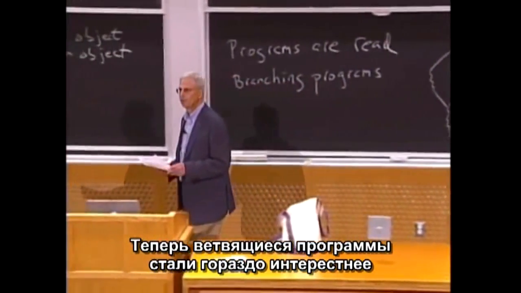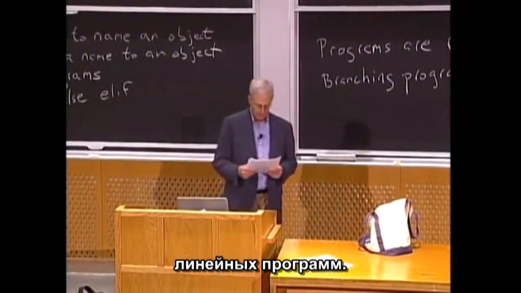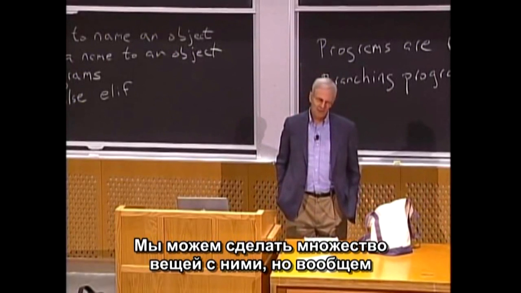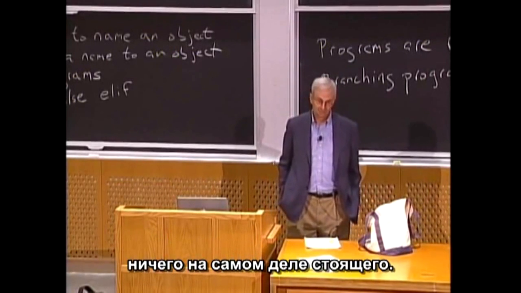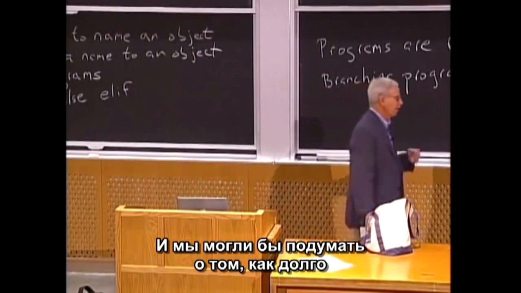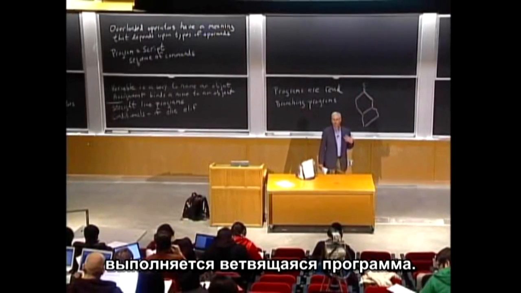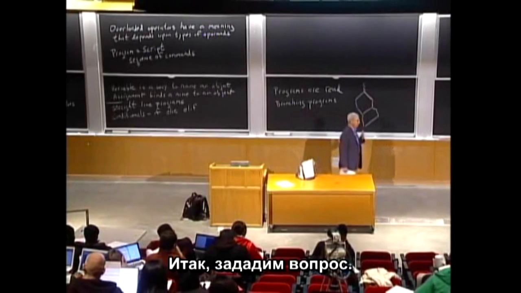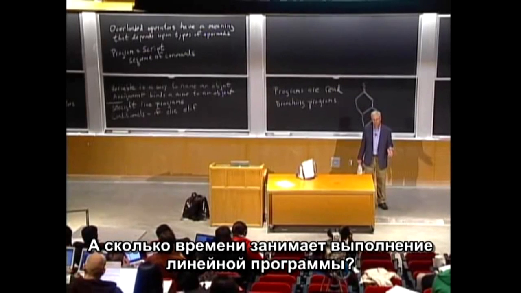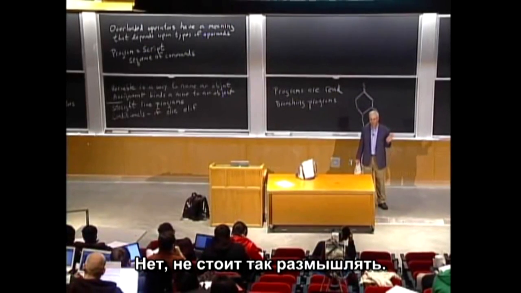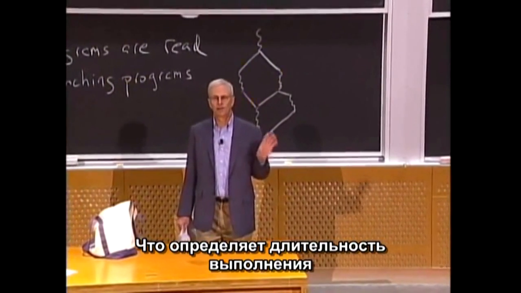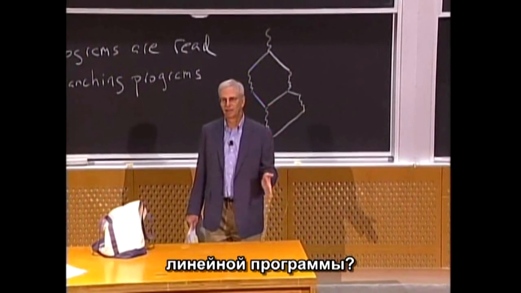Now, branching programs are much more interesting than straight line programs. We can do a lot of things with them, but fundamentally, nothing really interesting. And we can think about that by thinking about how long it takes a branching program to run. So let's first ask the question, how long does it take a straight line program to run? 14 seconds. No, it's not the way to think about it. How would we think about how long it takes it to run? What governs the length of time a straight line program can take?